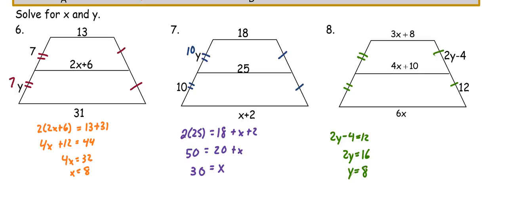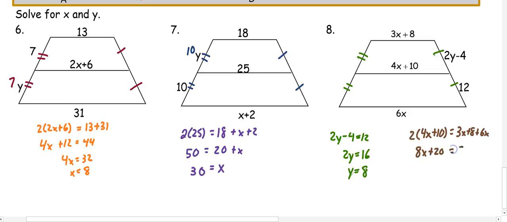Then to solve for x, my midsegment is 4x plus 10, so 2 times 4x plus 10 equals 3x plus 8 plus 6x. So when I combine like terms and distribute, I get 8x plus 20 equals 9x plus 8. So I can subtract 8x from both sides and get 20 equals x plus 8. Subtract 8, I get x is 12.